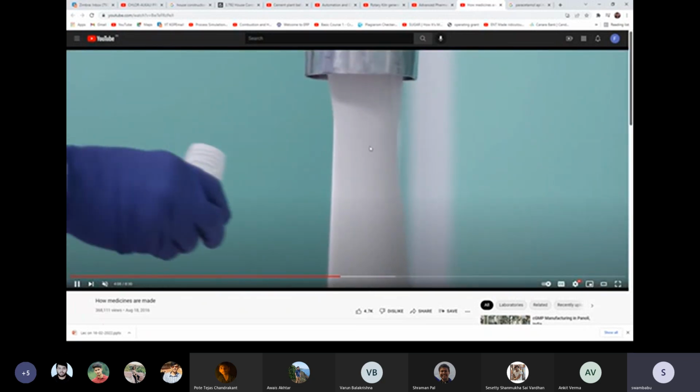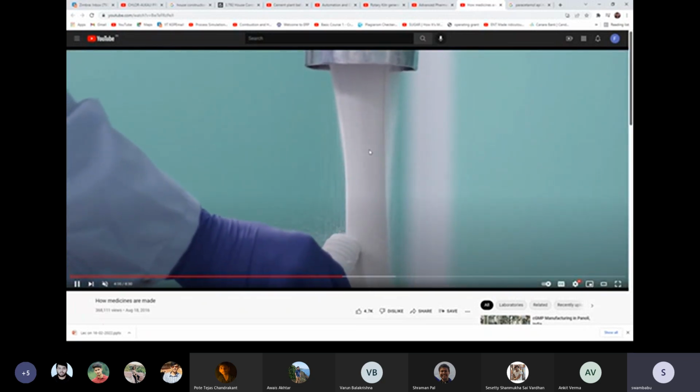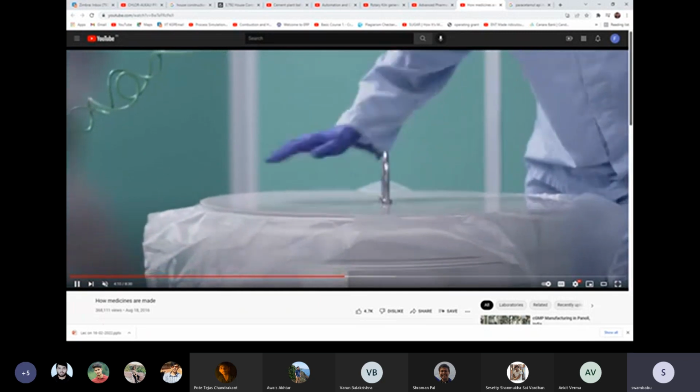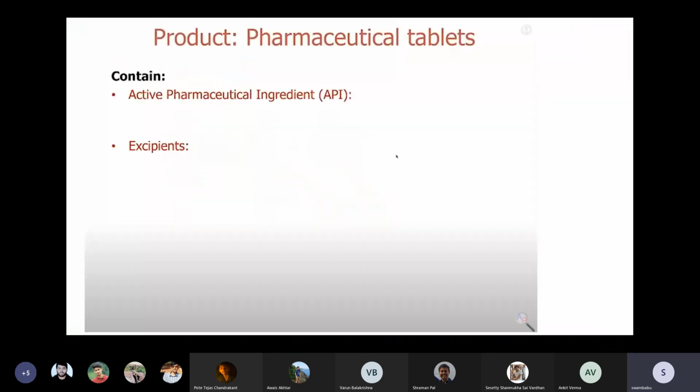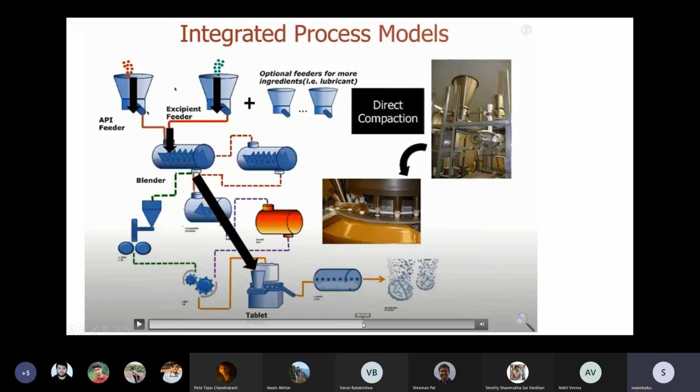After mixing the excipients and the active pharmaceutical ingredient, of course they will do sampling from time to time to see what the concentration is, and then they will do this tableting process. So here I have the flow sheet. This API feeder and excipient feeder are both blended together with the help of a blender.